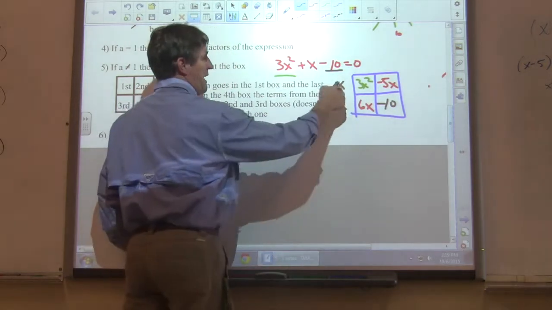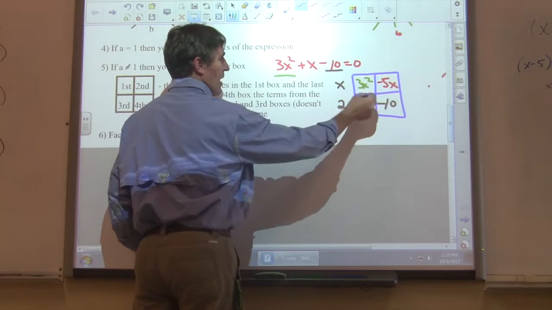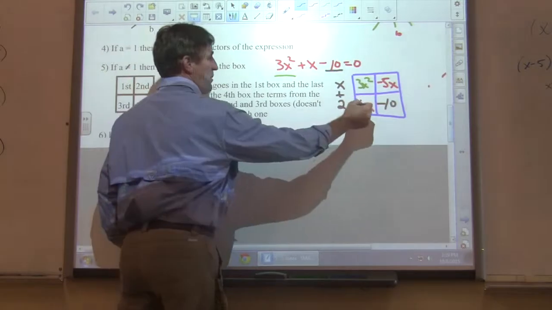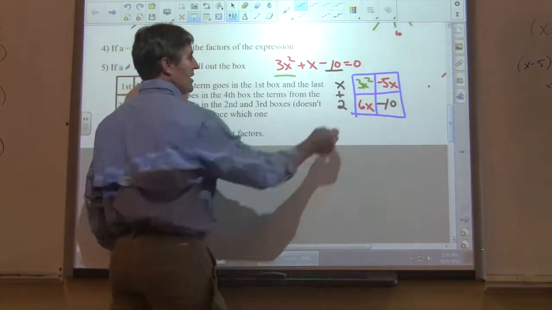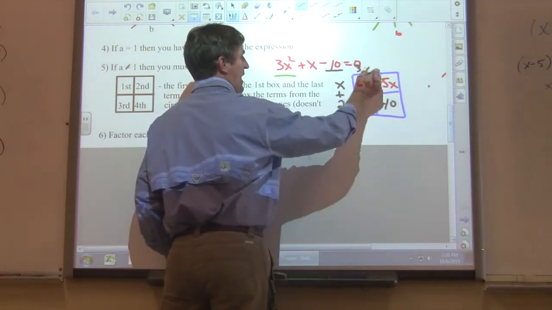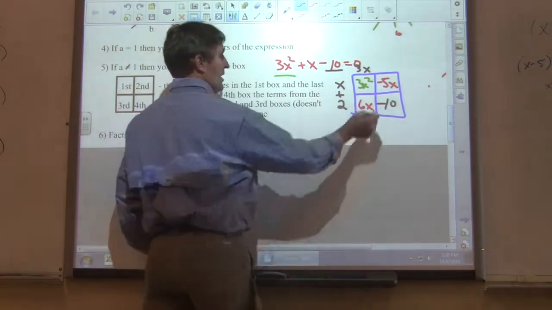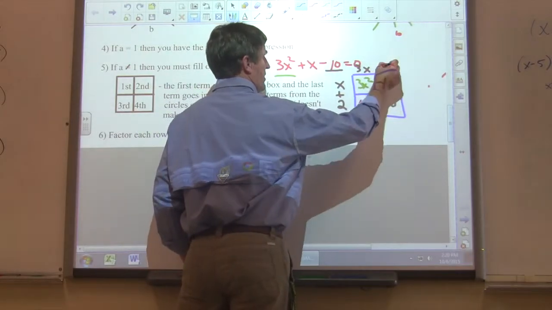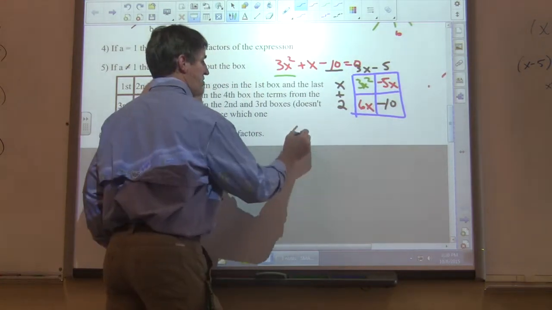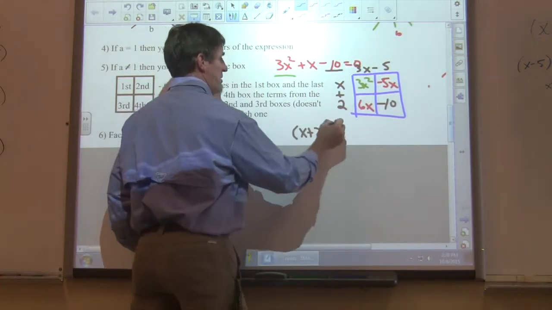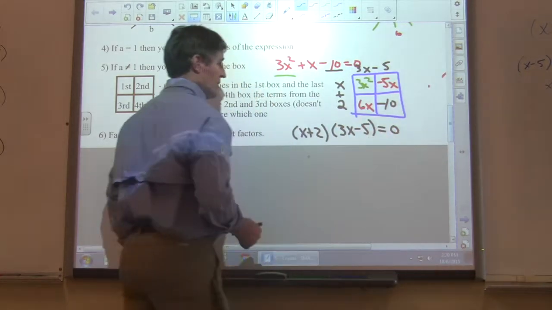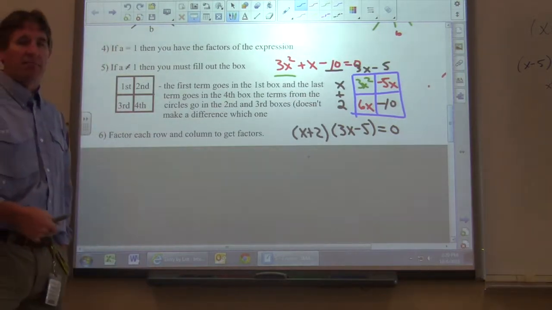And now, the sign between these is always the sign of the front box. So this is positive, so that's x plus 2. The first box in your row gives you your sign. Now we go this way. 3 and 6, I can pull a 3 out, and I can pull an x out. And here I can pull a 5 out of both. And then since my first box is negative, that's a negative. And so my factors are x plus 2 and 3x minus 5 equals 0. So I have factored that.